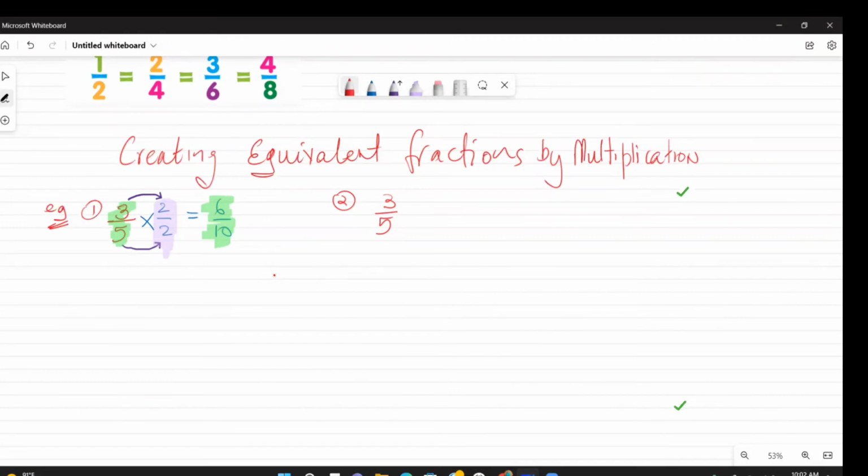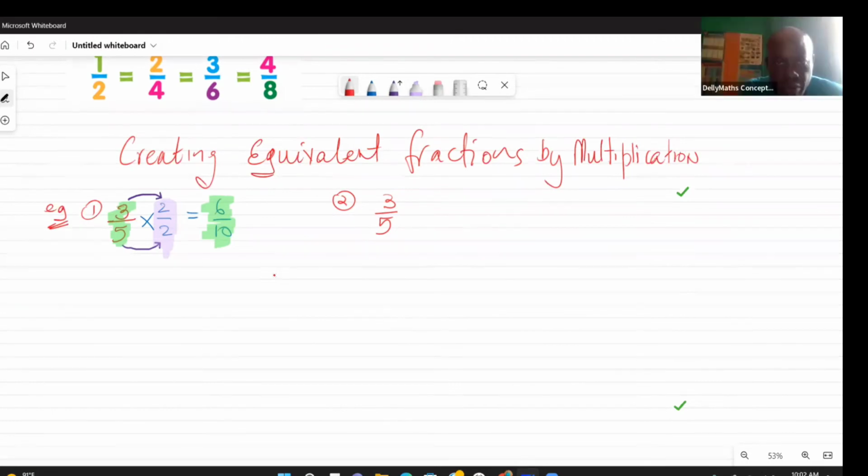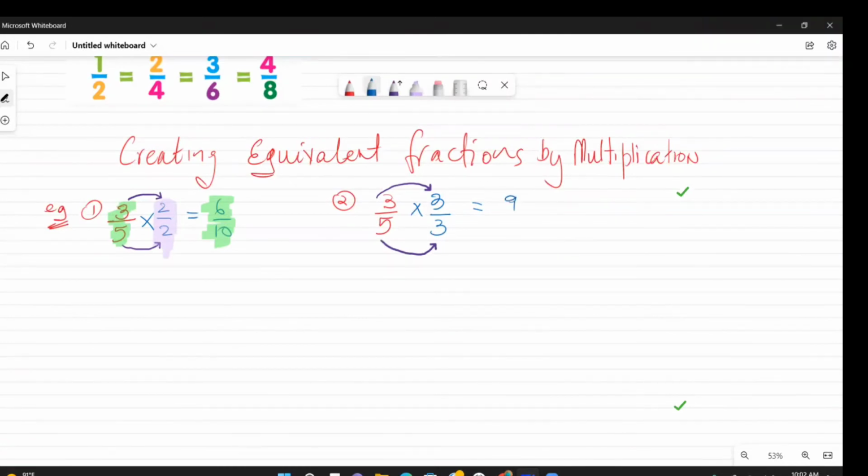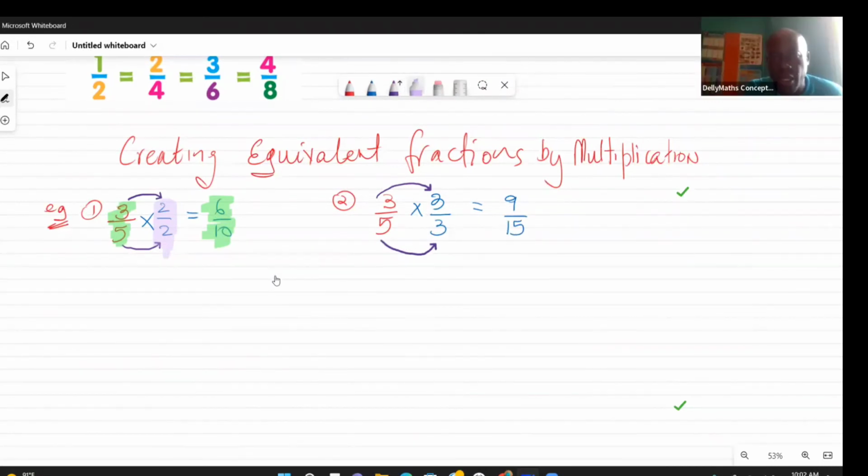3, sir. 3. So let us use a different color for our number 3. It's in blue. So put 3 at the top and 3 at the bottom. We're going to say this 3 times 3 over there, and this 5 times 3 there. Let us see what it is equal to. Let's go together. 3 times 3, what do you have? 9, sir. 9. 15. Thank you so much. 15.